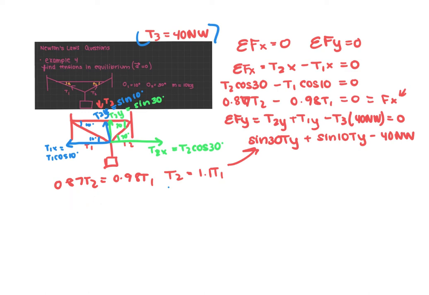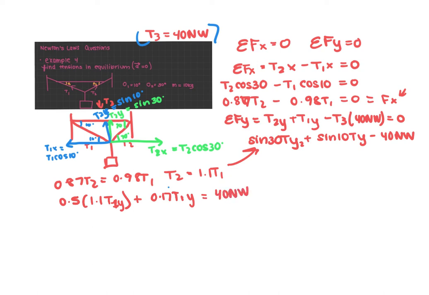Sorry, this is actually wrong. So we have here that sine of 30 equals 0.5. And we know that T2y in terms of T1 is 0.5 times 1.1 T1, plus sine of 10 T1, and sine of 10 is 0.17 T1 as well, equal to 40 newtons.